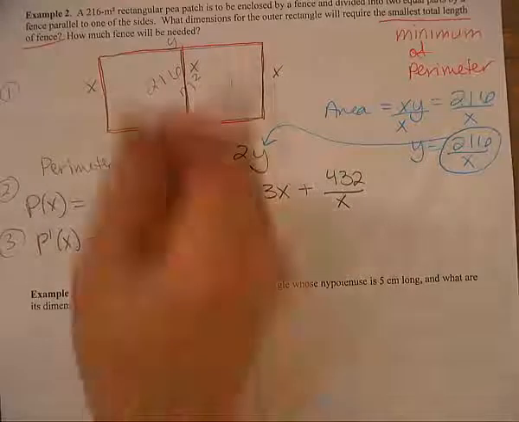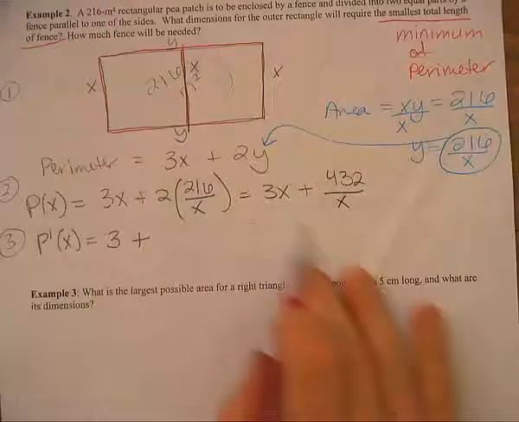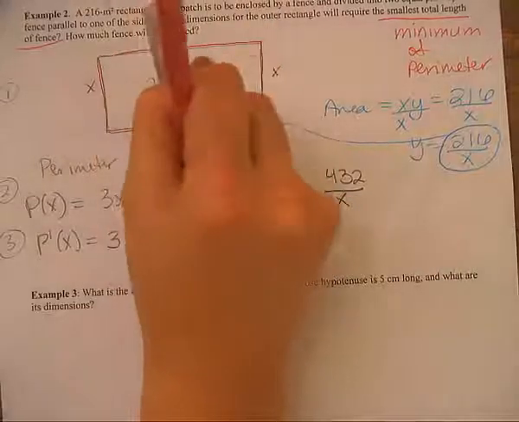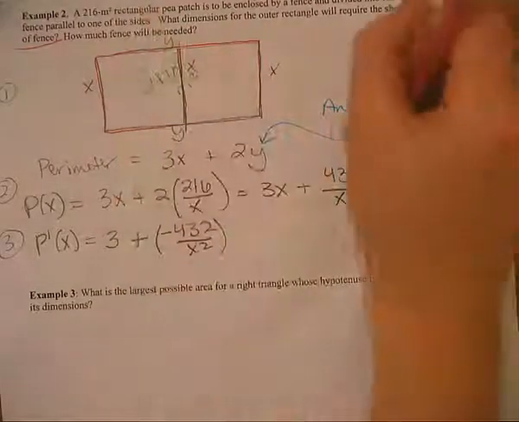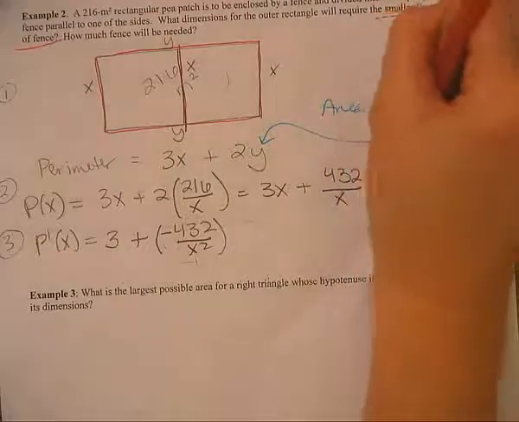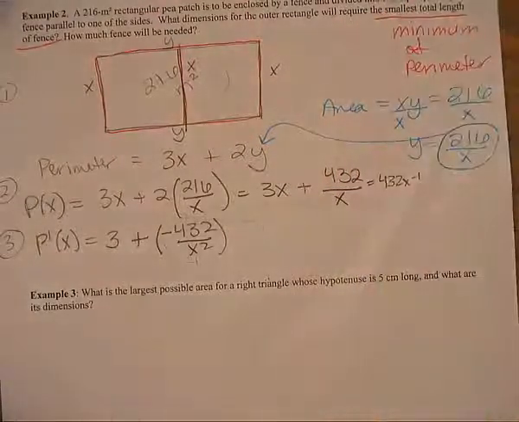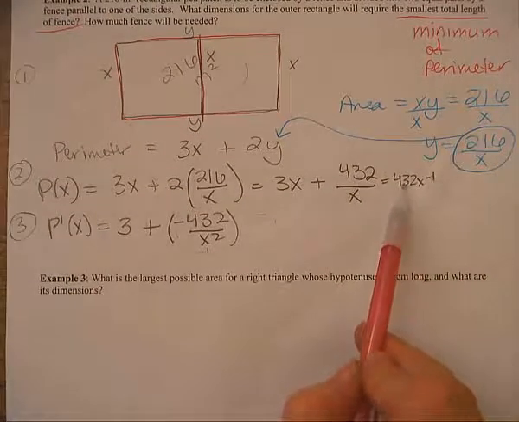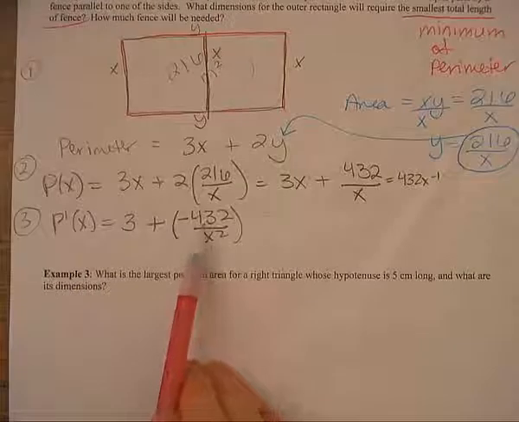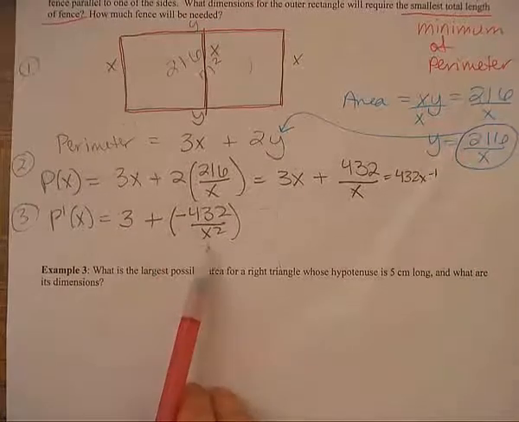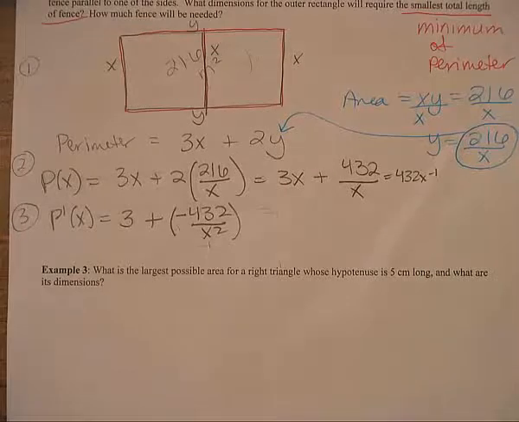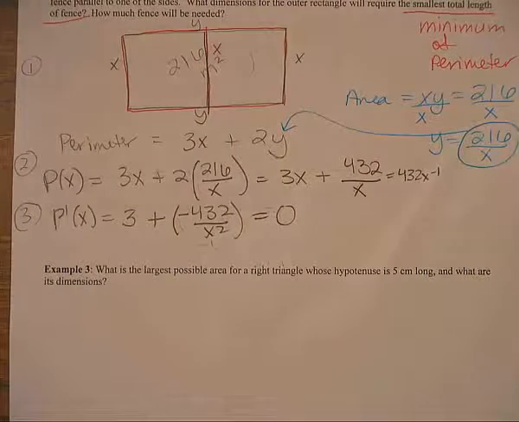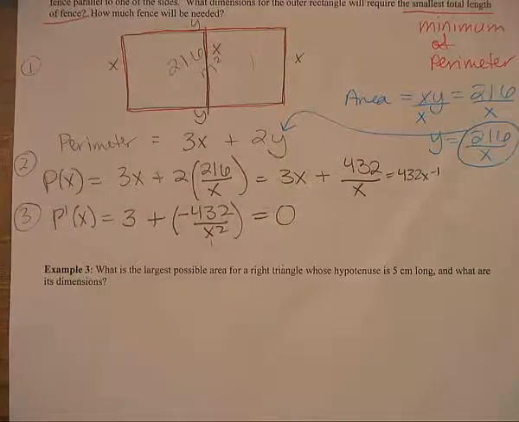So I need to find when the derivative of this is equal to 0. The derivative of 3x is 3. The derivative of 432 over x would be negative 432 over x squared, because you can think of 432 over x as 432 times x to the negative 1, and then you would use the power rule. Negative 1 times 432 is negative 432 times x to the negative 2, so you would drop that down and make it x squared. Now, I need to find when this derivative is equal to 0, because that will be when this hits a max or a min.